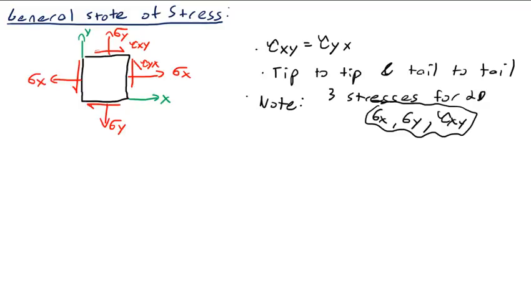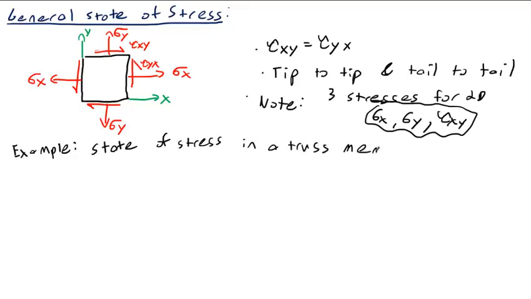So let's see. Then I'm going to work through an example here. I have one more example that I'm going to work through, finding a state of stress at a point. In this example, I'm going to have a truss that is cut out with the method of sections. State of stress in a truss member. I may need another slide or two on here, but we'll see.